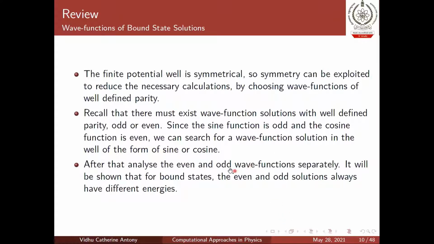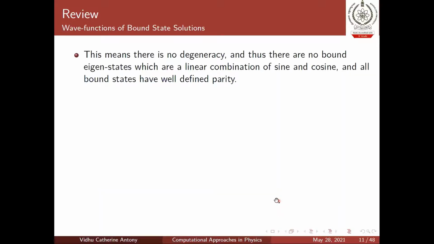So what we do here is we would take what you possibly would have done in your first semester. We're not going to be doing the whole derivation here. We're just going to summarize the important points from there. You would have had an even and odd wave function separately. And for bound states, the even and odd solutions always have different energies. So they are non-degenerate states, so there's no degeneracy. And there is no eigenstate which is a linear combination of both sine and cosine.